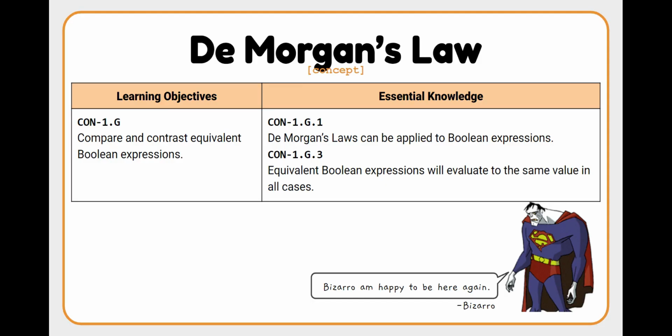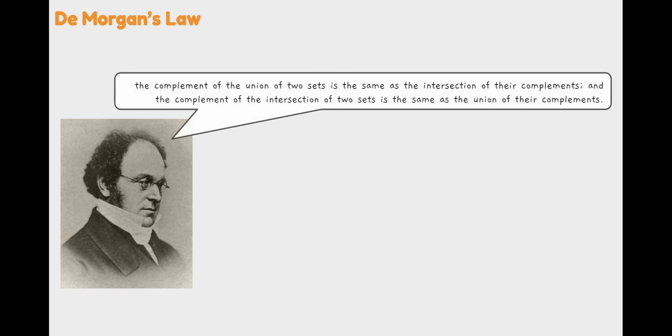Our next topic is De Morgan's Law, our learning objective. We're going to compare and contrast equivalent Boolean expressions. You all remember De Morgan, right? Who could forget when he said the complement of the union of two sets is the same as the intersection of their complements, and the complement of the intersection of two sets is the same as the union of their complements? I'm sure it changed your life.